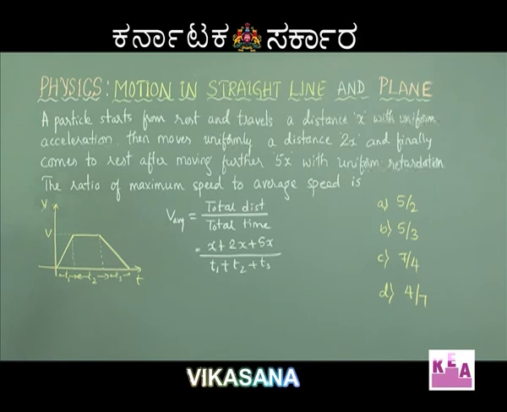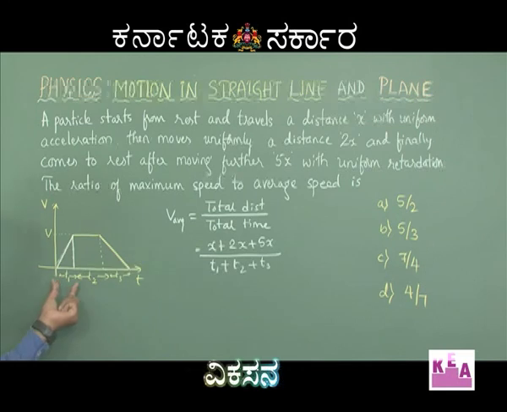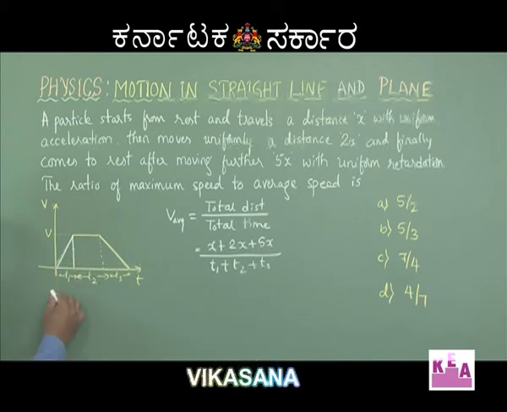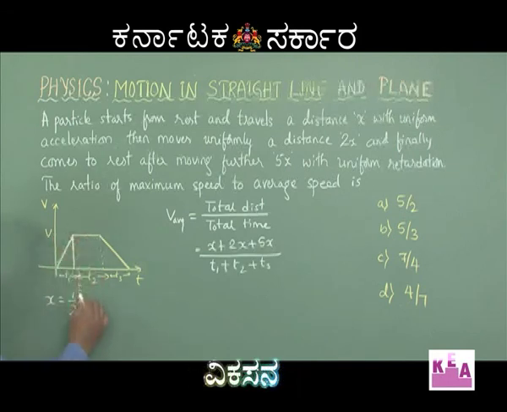I hope you are familiar with the fact that the area under the VT graph gives you displacement. So, what does the area under this graph represent? This is the distance covered during t1. It is mentioned that it is x. The area under this triangle is half into base into height. So x, the distance covered during t1, is equal to half into height v into base t1, that is half v t1.